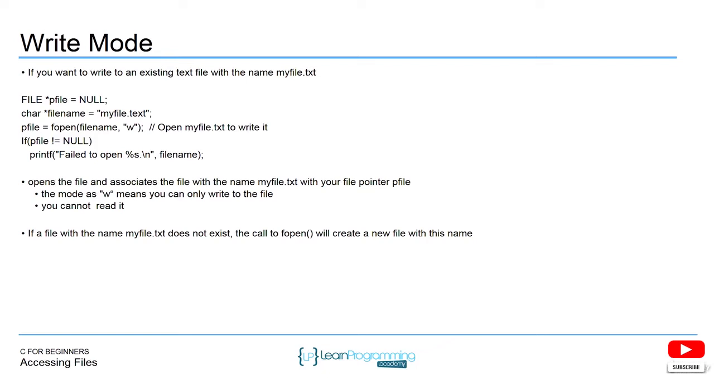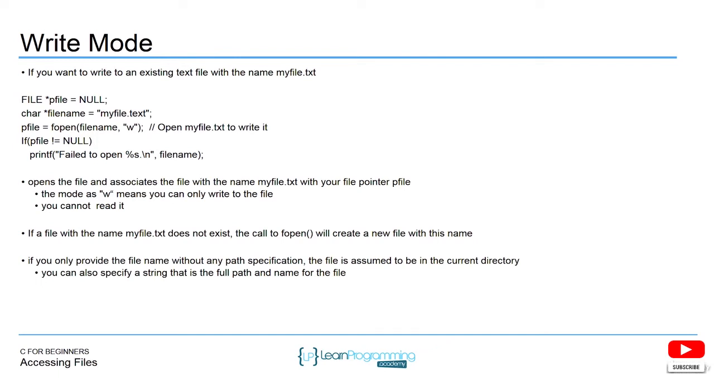So this is the standard way for opening up files using that W inside the double quotes. If you only provide the file name without any path specification, so that's what we did in this example. A path, remember, is the name of the directories. If you don't provide the name of the directories, it's going to assume that that file is in the current directory wherever the program is executing.